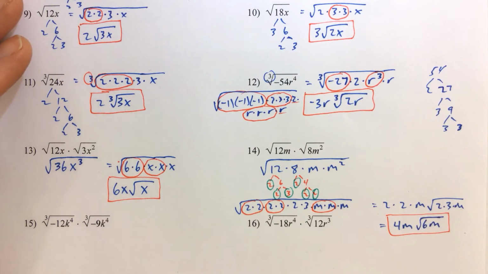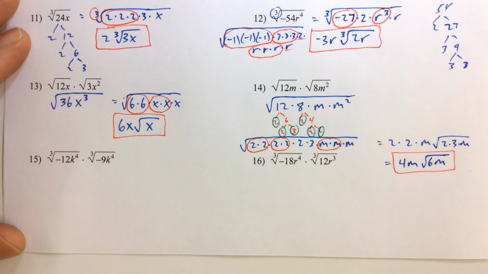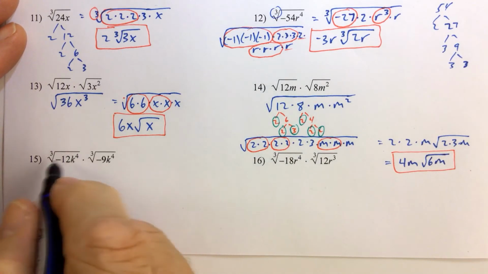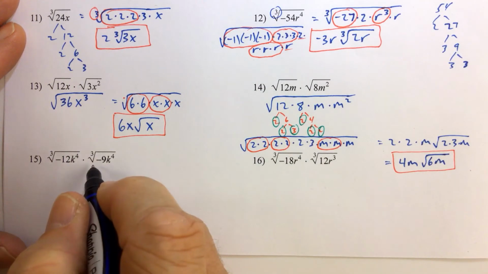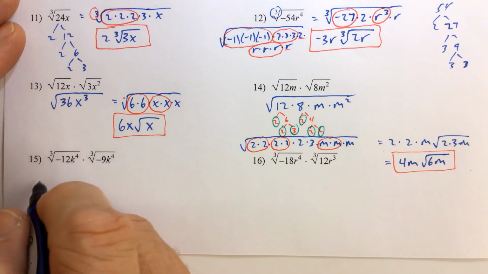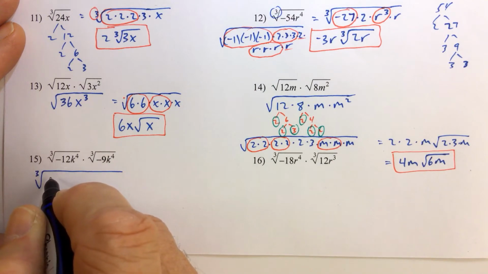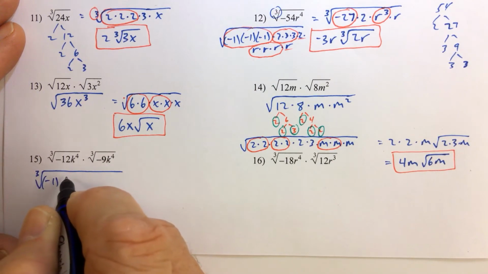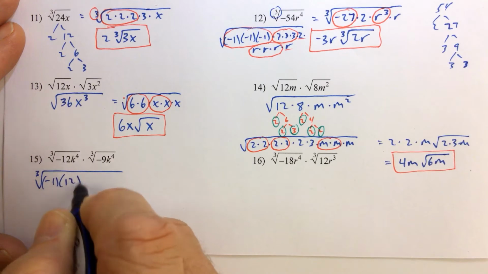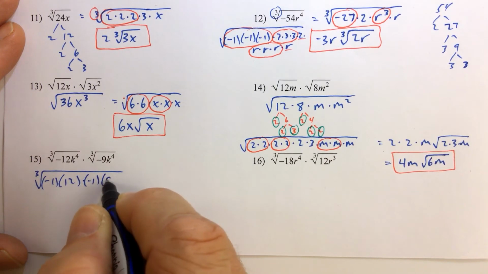So I would encourage you to pause the video and try the last two on your own, and let's see how it goes. Cube root, so I'm going to do negative 12 and negative 9. So I know a negative times a negative is going to be a positive, but I'm going to write it anyway. Negative 1 times 12 times negative 1 again times 9.